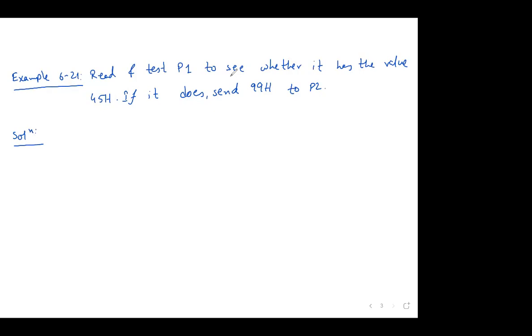Right. So the question is, read and test port 1 to see whether it has the value 45H. If it does, send 99H to P2. Otherwise it stays cleared. So what is our task? Our main task is to read the content provided in port 1. If port 1 has 45H, we will send 99H to P2. Otherwise, we will not do anything. So let me give you the solution. Then let's see if I need to explain it.